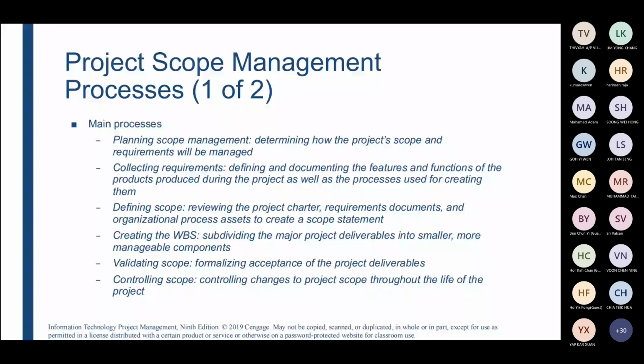And finally, remember it consists of two: controlling, which is controlling changes to project scope throughout the life of the project. That can be done under the act or review stage, where you might need to make some changes to your project to make sure it is deliverable to customers as they have requested. So these are the main processes under scope management: planning, collecting requirements, defining the scope, creating the WBS, validating the scope, and continuing to control the scope.